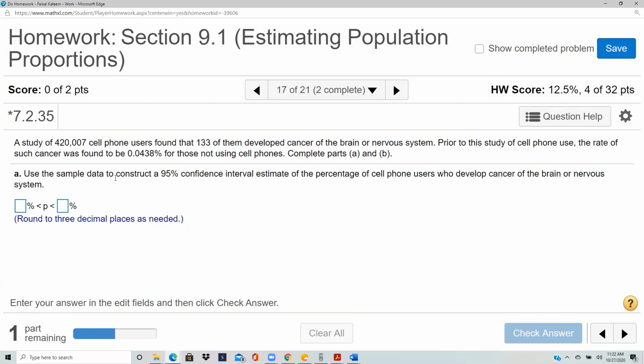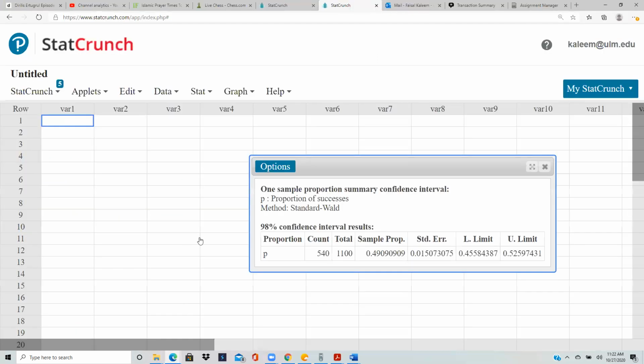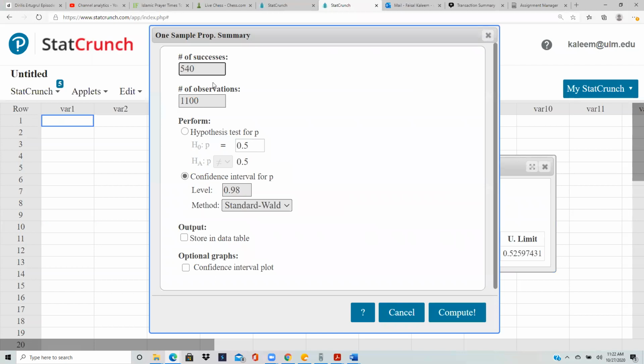A study of this many cell phone users found that 133 developed cancer, and use the sample data to construct a 95% confidence interval estimate for the percentage who develop cancer. So it's 133 successes out of 420,007 and 95%.